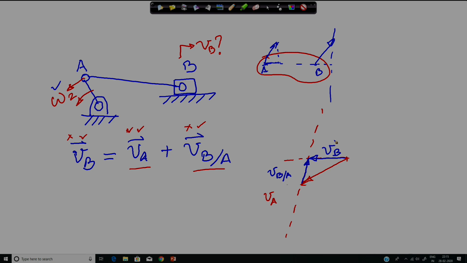If you want to solve it analytically, that also you can do. You have to represent these vectors in a suitable coordinate system. For example, V b can be written in vector form. V b can be written as V b I cap.